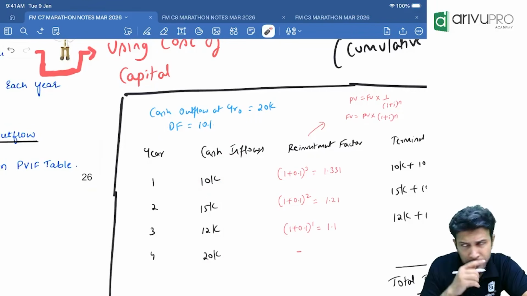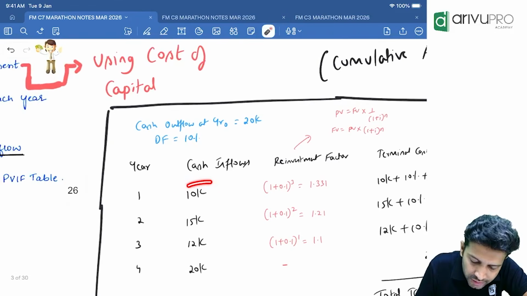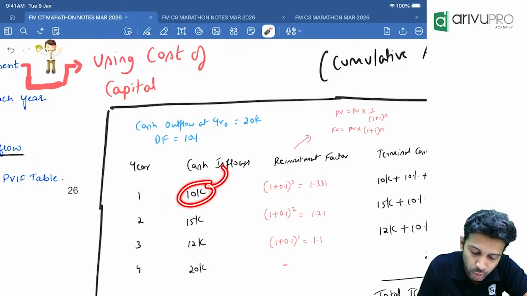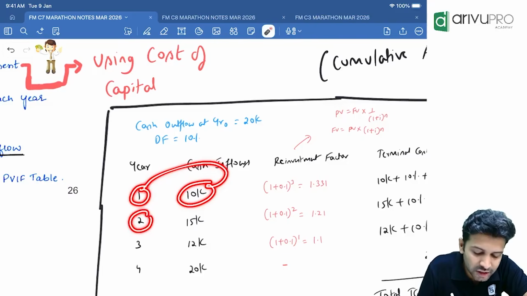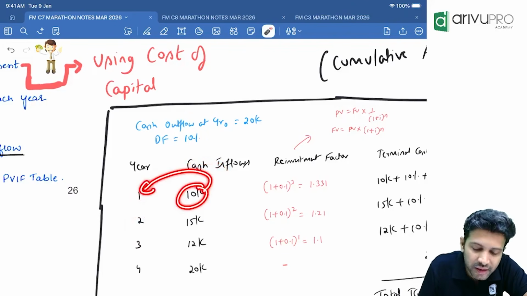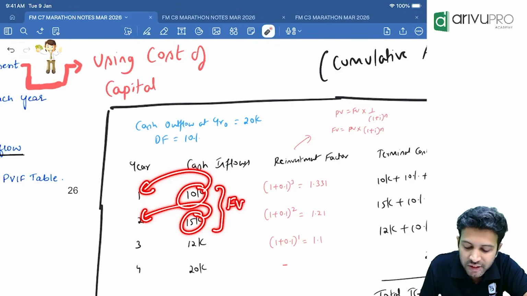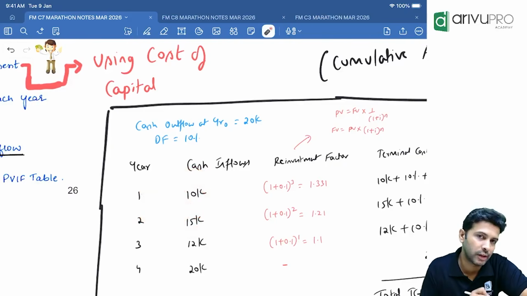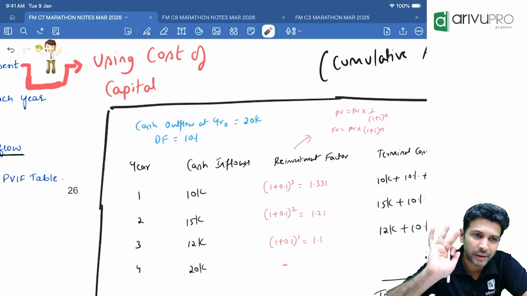Done now. But now IRR and all is a non-discounting technique or a discounting technique? So this 10,000 when will we receive? Not now. You will receive it later. When we write 1 in FM, it means end of first year. When we say 2, it means end of second year. So this 10,000 the company will recover at the end of first year. This 15,000 the company will recover at the end of second year. That means all these are present value or future value? Future value. But we need present value. How do we get present value? Multiply by the discount factor.